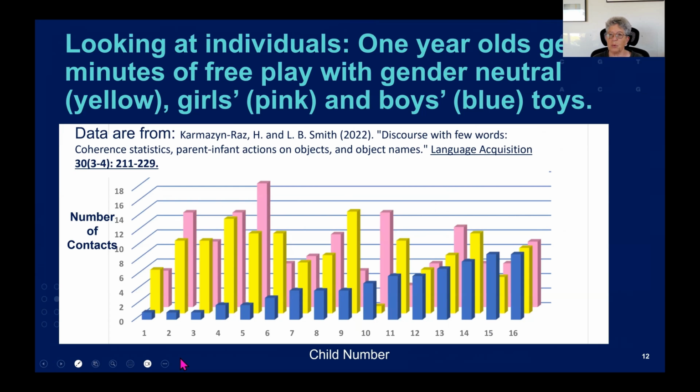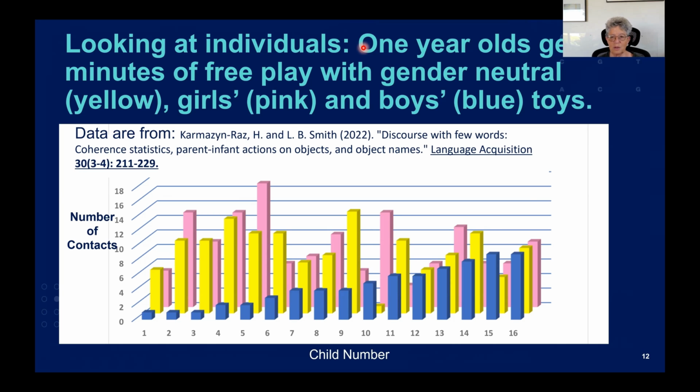We look at individuals. Let's look at another example, a contemporary example. And in this case is a study where I've taken the data from Karmazin, Raz, and Smith, who studied 1-year-olds. They gave them 10 minutes of free play in a room with about 30 toys. And they were interested in how often the mother in the room named a toy when a child contacted it.